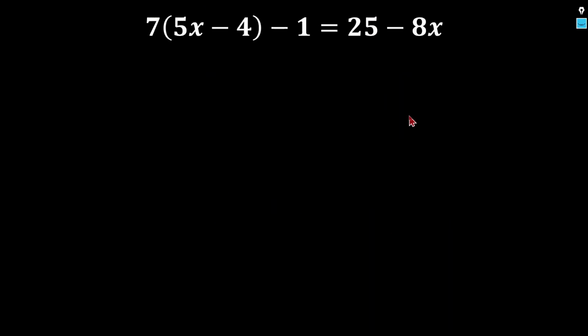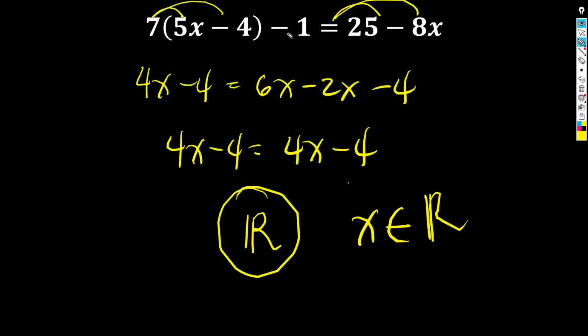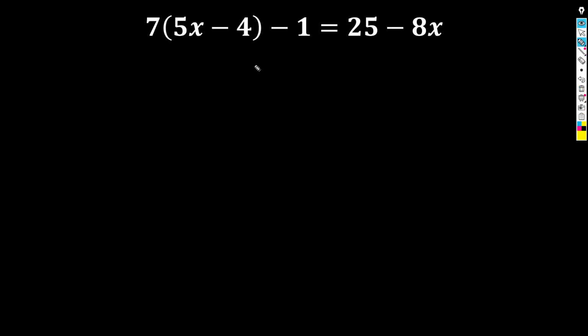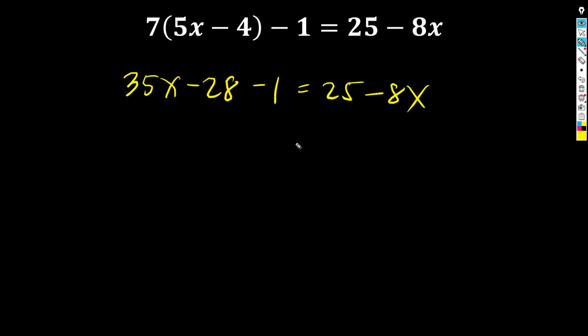Next. Again, we do what we did in the previous item and try to remove the grouping symbols first. I apply DPMA on the left. I get 35x minus 28 minus, minus 1 pa pala. Minus 1 equals 25 minus 8x. Okay? Combine natin kung sino pwede. We have a 35x here. Tama naman yung aking math so far. Yeah, tama. 28, that's a minus 29 equals 25 minus 8x. Okay? So, nalinis na siyang konti.